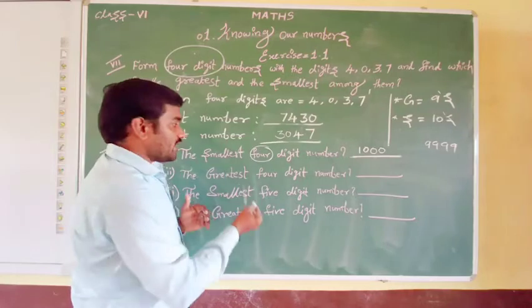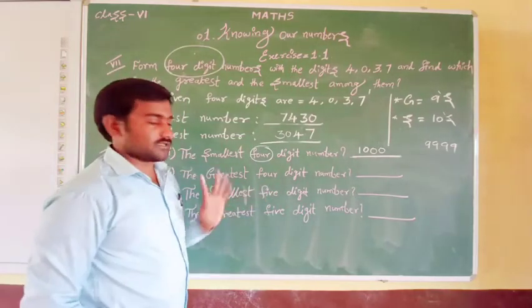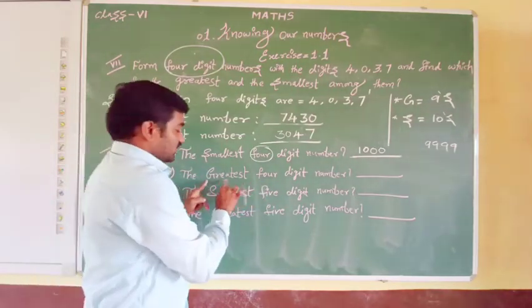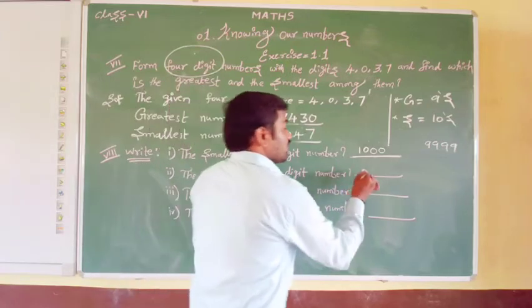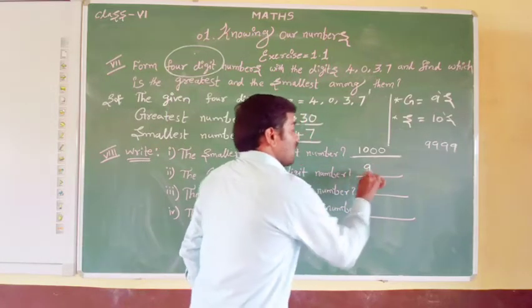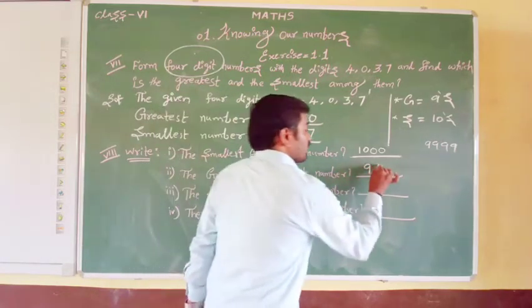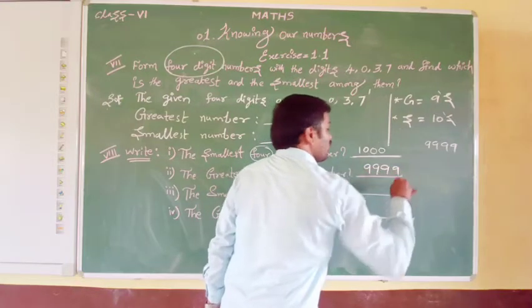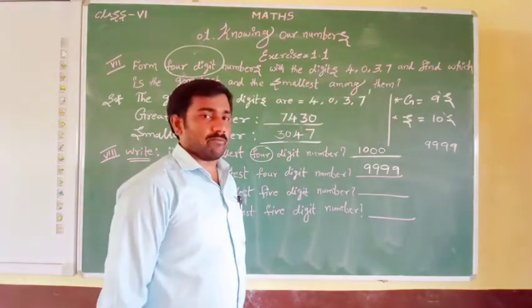How many 9s do we have to write? As many digits as he asked. For the greatest 4-digit number, greatest means we have to use 9. How many digits are required? 4. 1, 2, 3, 4. Now this is the greatest 4-digit number.